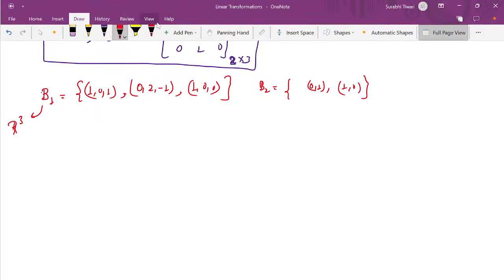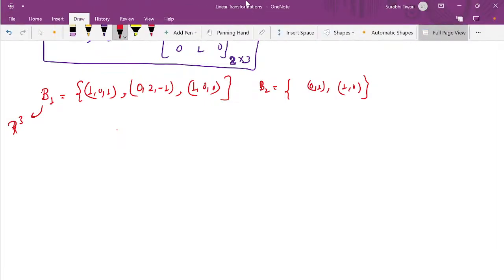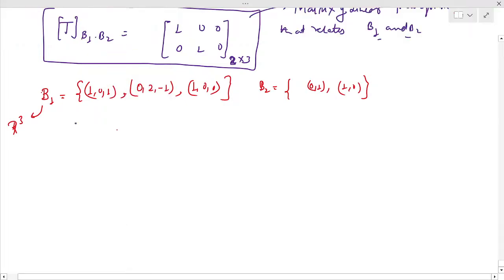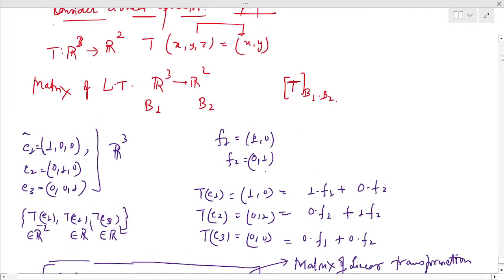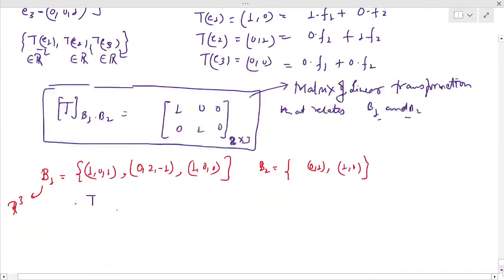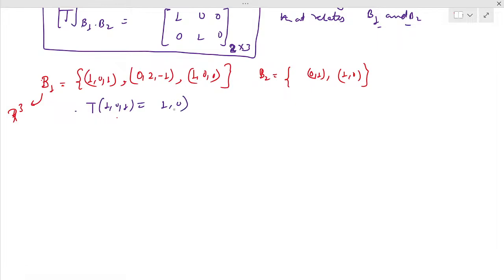Mostly, for physics people, I'll use the standard basis only. But if I change the basis set, what happens? Okay, let us see that. So if I change the basis set, and now if I want to use the same transformation that I had defined earlier, that T of (x, y, z) is equal to (x, y). Let us take this example only. So T of (1, 0, 1) is equal to (1, 0).